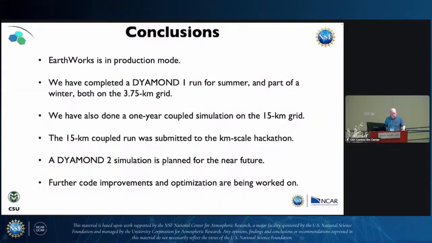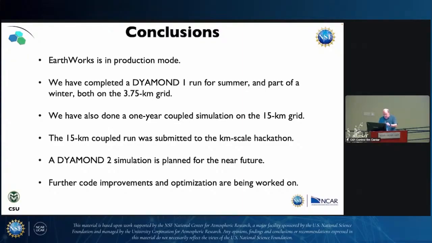So conclusions, we're doing real simulations now that are of the sort that we plan to do from the beginning. So I'm going to claim that we're in production mode. It doesn't mean that we're finished fixing problems and making optimizations, but we've reached the point where we can actually use the model. We've completed a Diamond 1 run for summer, and we've done part of a winter. It hasn't been finished yet. We may go back and redo it with a slightly different physics.